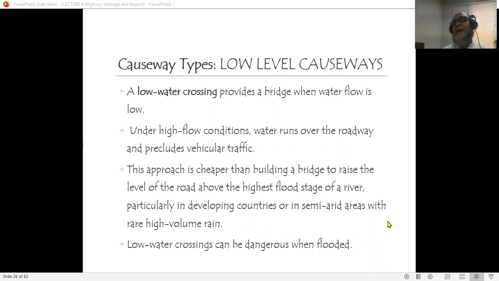And most of the time, you must have heard the road has been blown away and it has been damaged, it has been washed away, and this is where most of the cases of failure occur in low-level causeways.